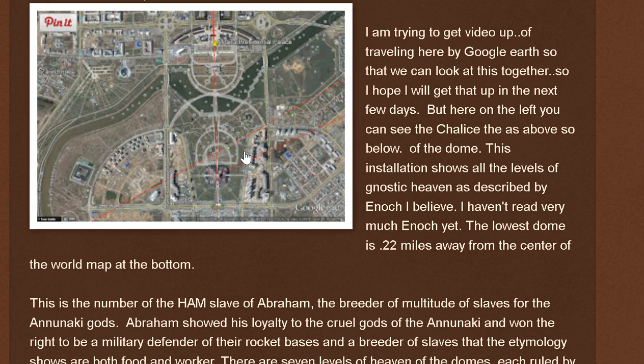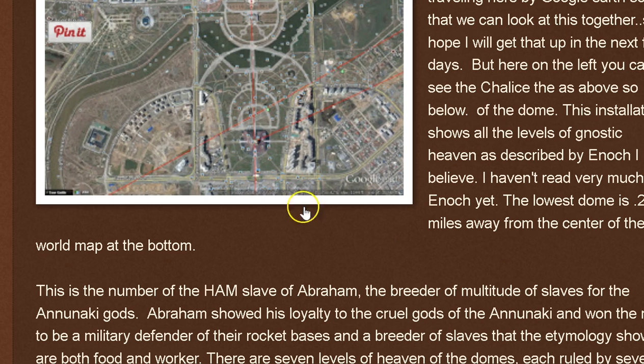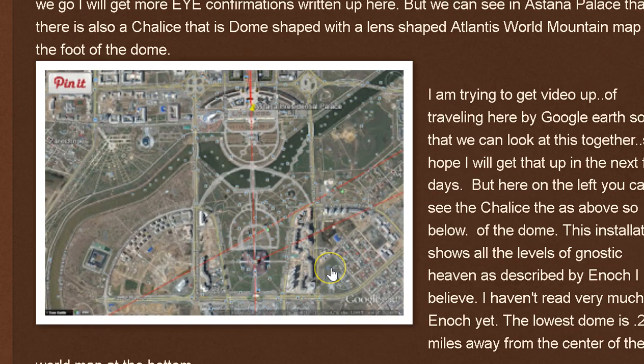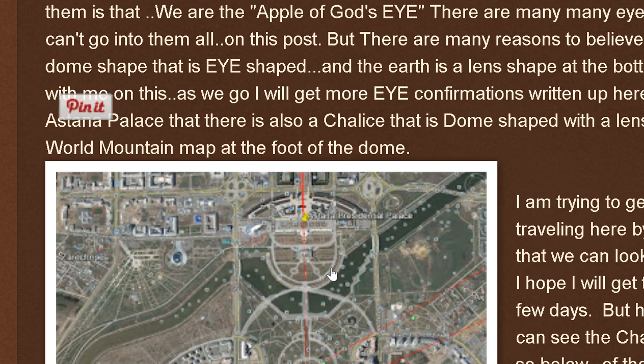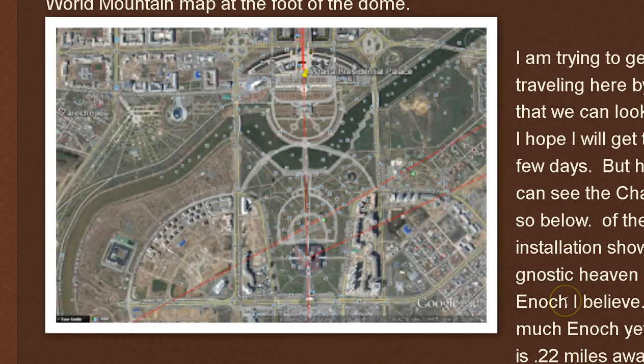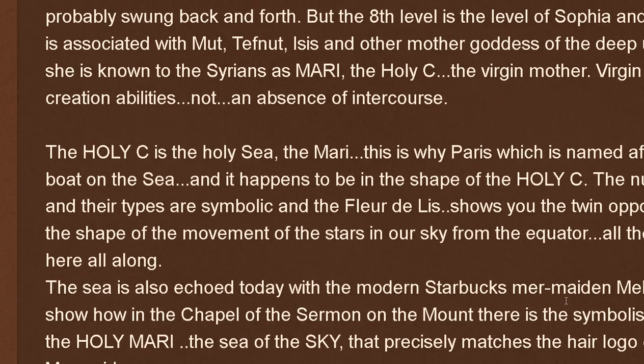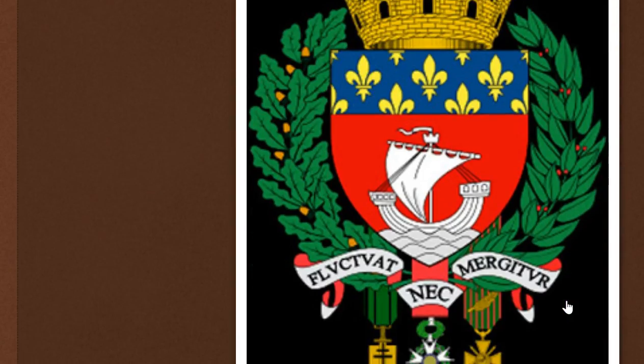The off-balance male has denied the divine female principle and the pendulum has probably swung back and forth. But the 8th level is the level of Sophia and fixed stars. Sophia is associated with Mut, Tefnut, Isis, and other mother goddesses of the deep unfathomable sky. She is known to the Syrians as Mari, the Holy Sea, the Virgin Mother. Virgin means parthenogenic creation abilities, not an absence of intercourse. The Holy Sea is the Holy Sea, the Mari.